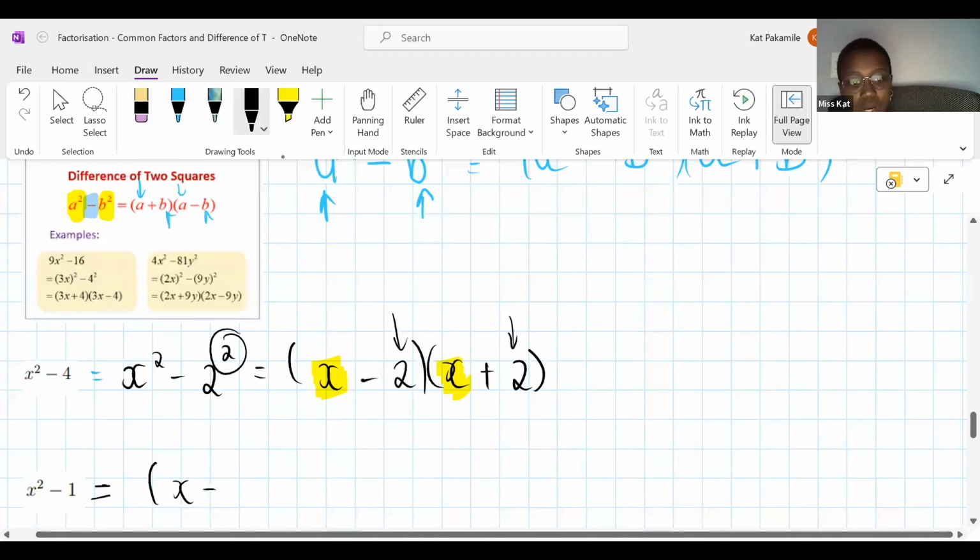Minus 1. And the other bracket? X minus 1 again, ma'am. Plus, sorry, ma'am. There we go. Beautiful. So it's just the root of both the numbers. Okay? Yes, ma'am. And then you put a plus and you put a minus. Thank you very much, Lomso, for doing this for me. Thank you, ma'am.